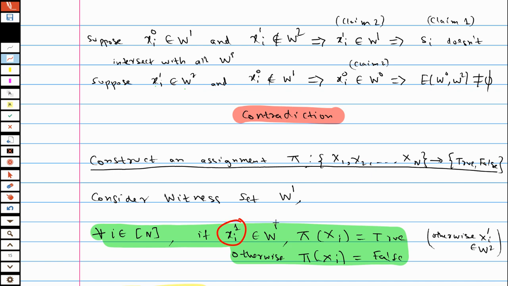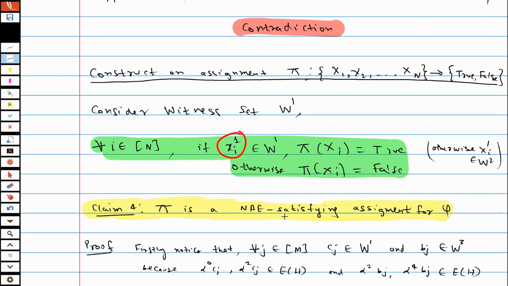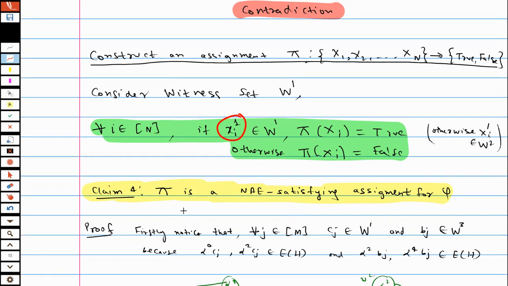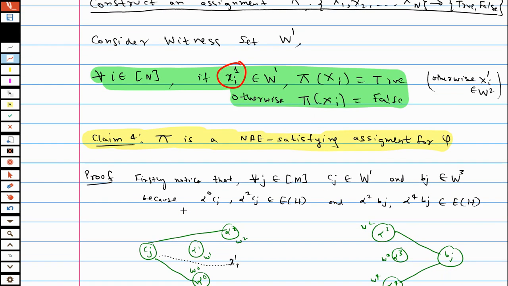If Xi1 is in W1, then set that variable to true. Just look at set W1. And if it is not in W1, then set it to false. Basically, we can do it for any other set also, but I'm just using W1. Okay. So then my claim is pi is actually a NAE satisfying assignment.